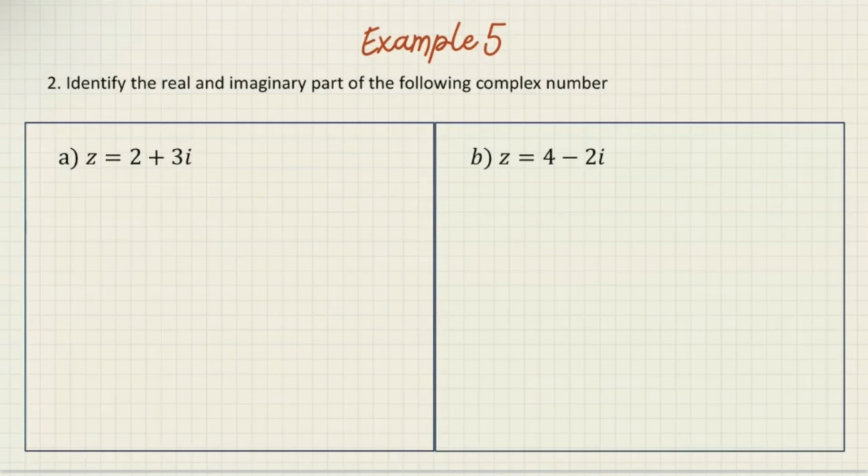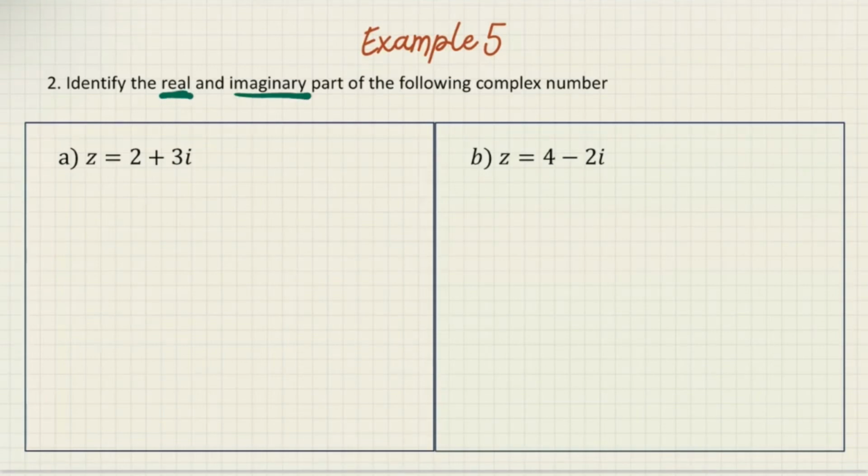Tapi ni saya jump kepada example yang ke question number 2 dahulu, sebab question number 2 ni yang paling basic lah. So, identify the real and imaginary part of the complex number. So the first one, Z equals to 2 plus 3i. So kita nak identify which one is the real and which one is the imaginary part.